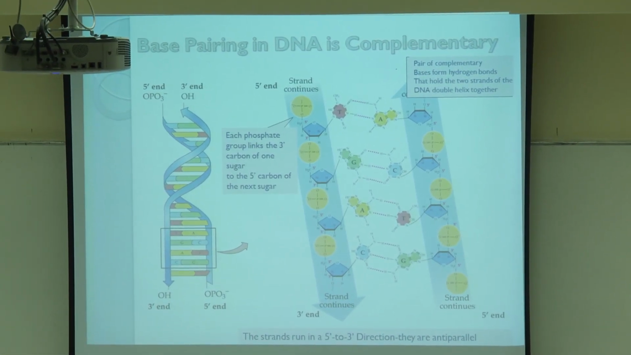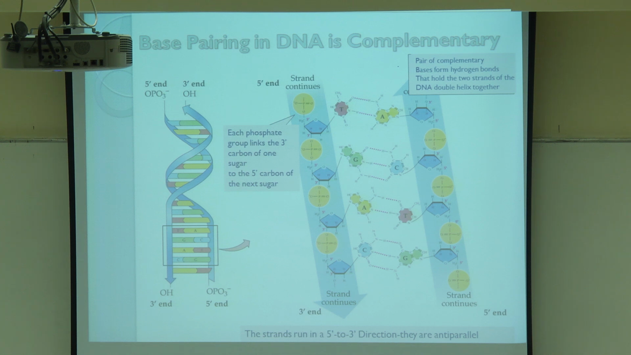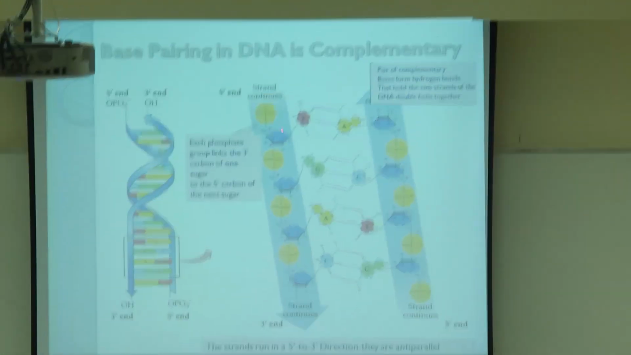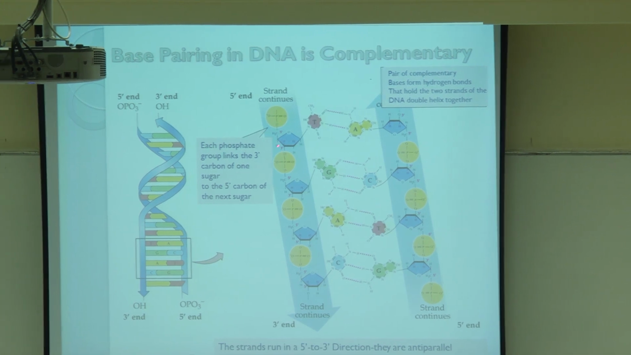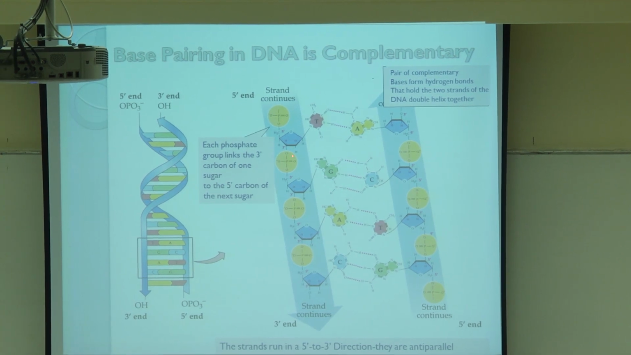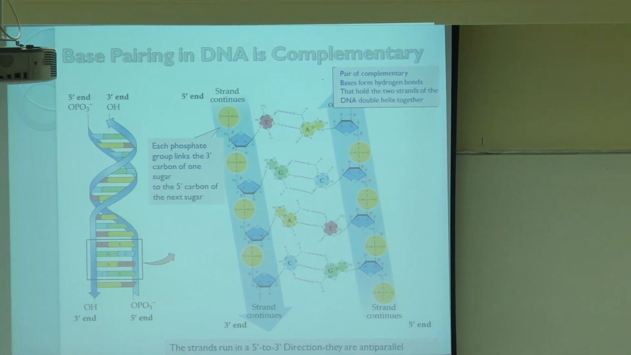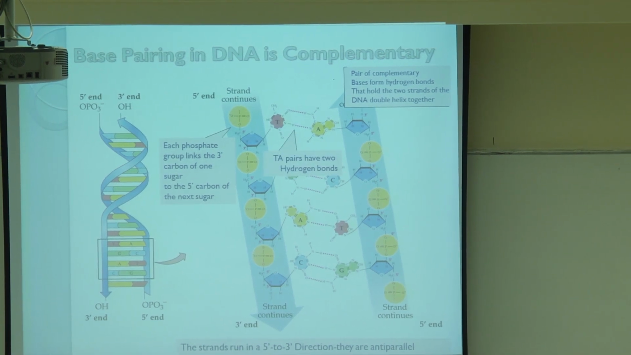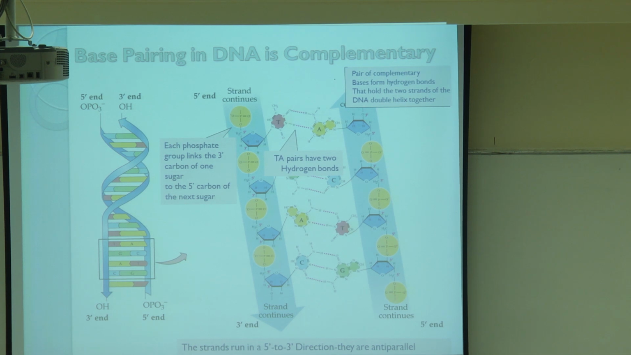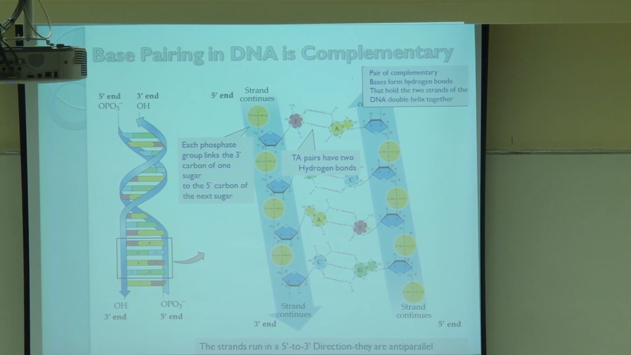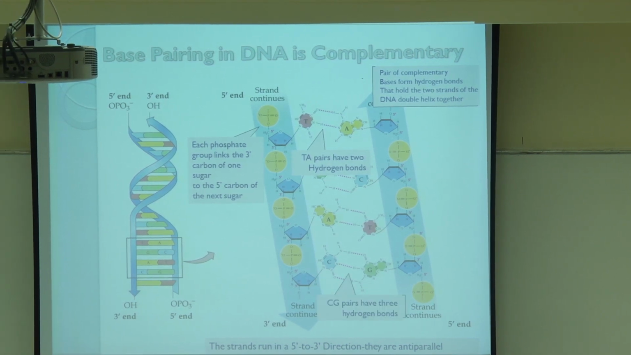So here you have a little bit of an explanation about the direction. A phosphate group is bound to the 5', and the sugar binds to the phosphate in the 3'. And it goes all the way along the strand. And as I already said, T and A, thymine and adenine, have 2 hydrogen bonds, while C and G have 3 hydrogen bonds.